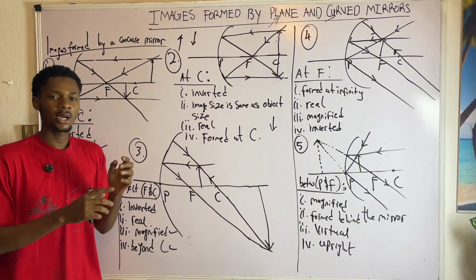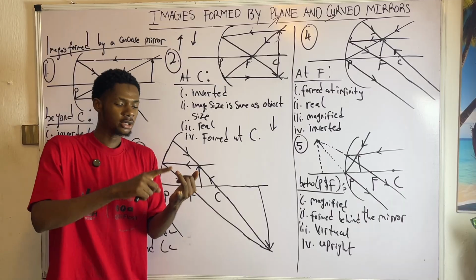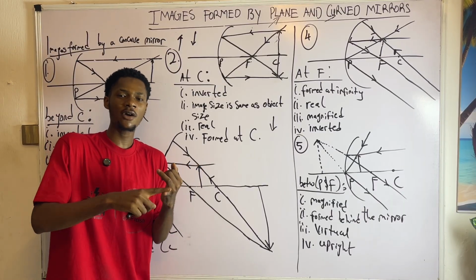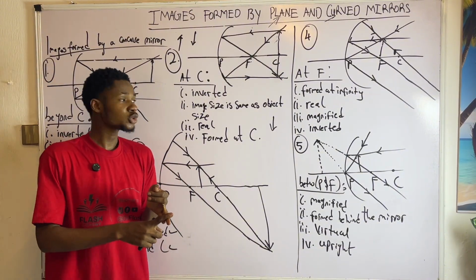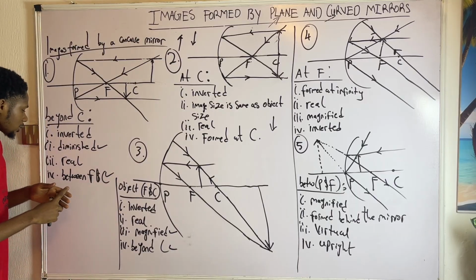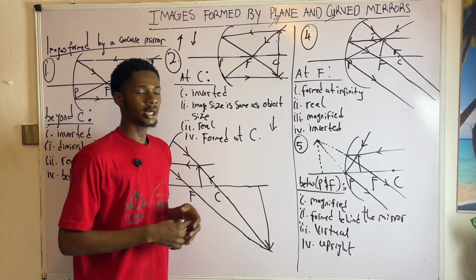And how about the first one? When it is placed beyond C, it is formed between F and C. It is inverted, it is diminished, and it is real. So by practicing a lot of questions, you get used to them.